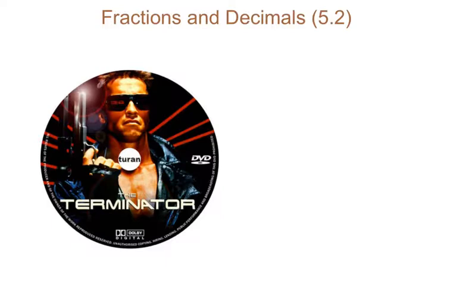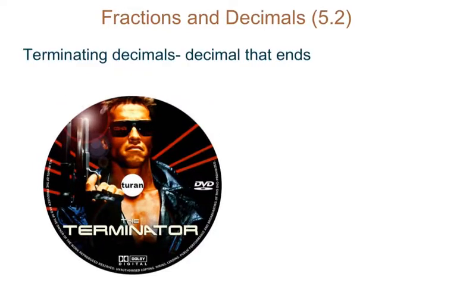Fractions and decimals. There are two types of decimals: terminating and repeating. And just as the terminator could bring your life to an end, so could a terminating decimal. It brings the digits to an end. So terminating decimals are just decimals that end.